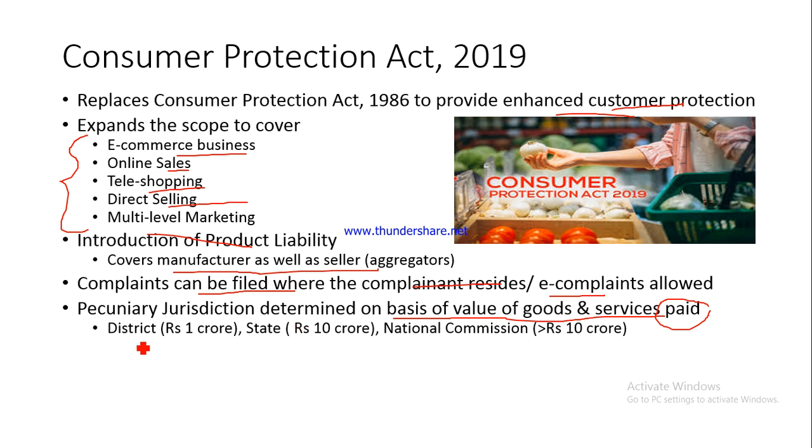Again, the pecuniary jurisdiction limits have now been revised. Now the district forum can hear cases up to 1 crore. If the amount paid for the goods and services is up to 1 crore, you can go to the district forum, but if it is beyond that, you'll have to go to the state forum up to 10 crores, and if it is beyond that, then you'll have to approach the national commission. Earlier the limits were different. You would recall that in case of district it was just 20 lakhs, in case of state forum it was up to 1 crore, and in case of national commission it was more than 1 crore. So these limits have also been revised upwards.